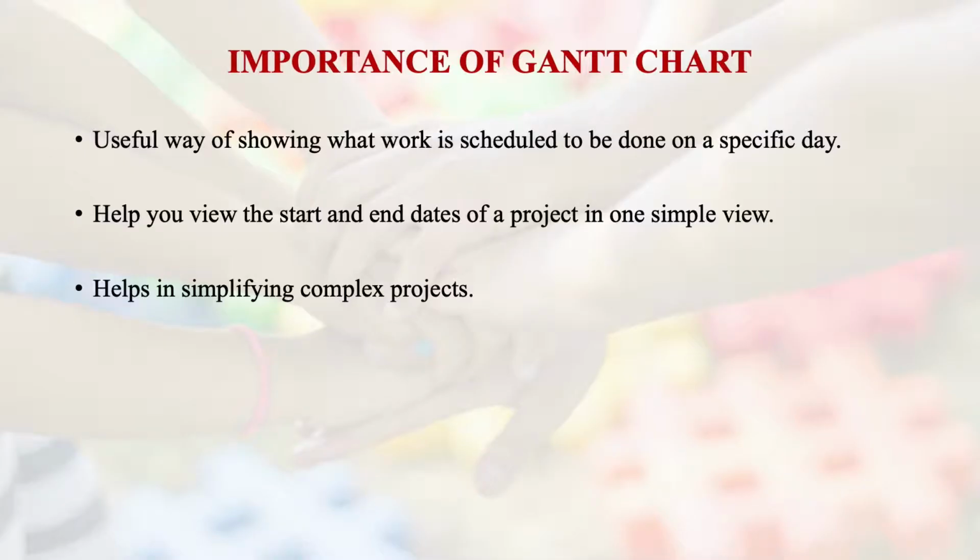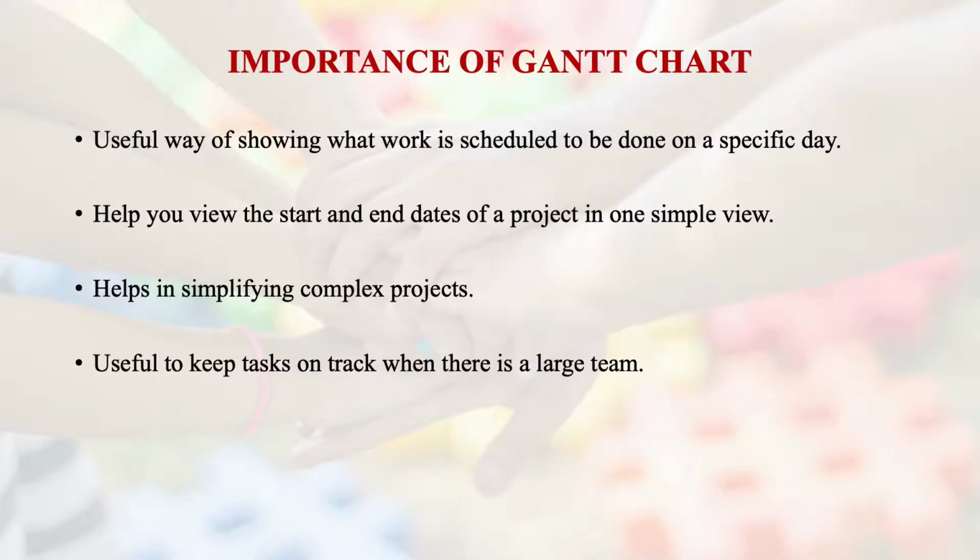It helps in simplifying complex projects, right? Complexity is always controlled by breaking things down. So you are dividing the project into a number of activities, and those activities are then checked for various things, and complexity is reduced on that scale. It is useful to keep tasks on track when there is a large team, right? Every team member knows what he or she has to do as per the requirements of the Gantt chart.